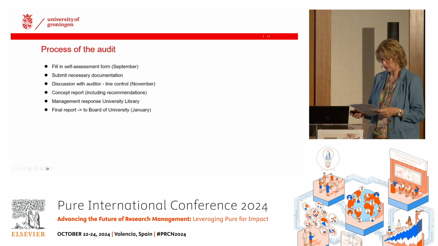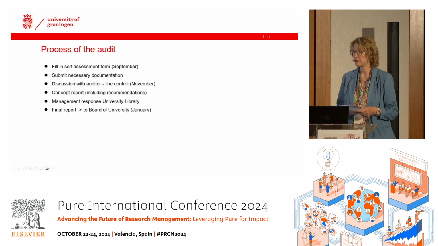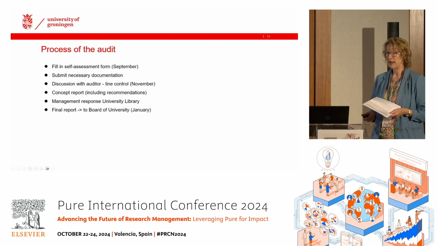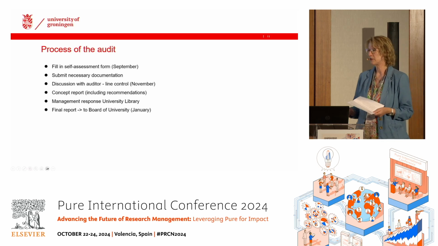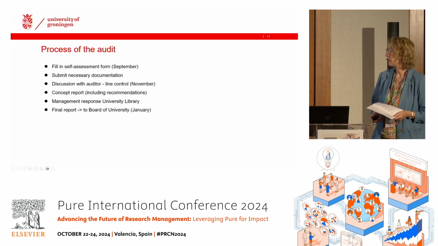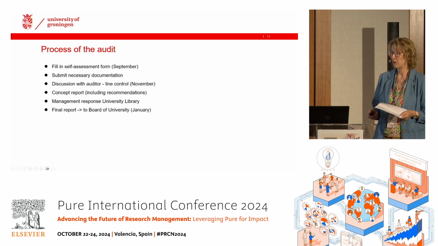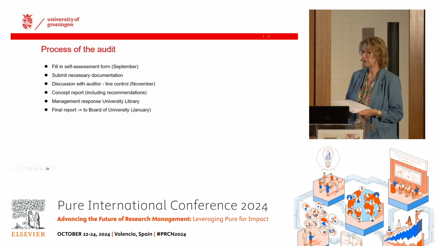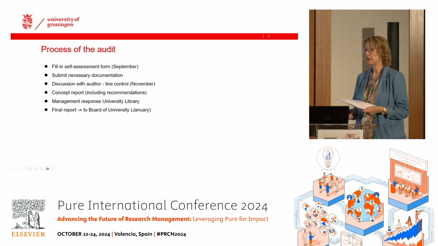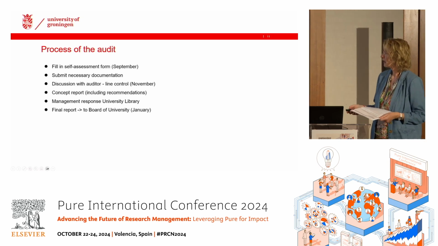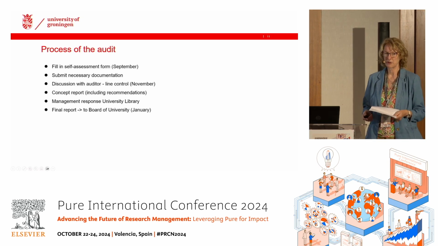This is the process of an audit. First, we have to fill in the self-assessment form. This is in September, and we have to deliver the documentation. After that, we have a discussion with the auditor. We call it the line control. And after that, a concept report is made with all the recommendations for all the different systems they have audited. This is going to our management and all the other managements, and they have to write a response. And after that, together with all the responses, the final report is delivered to the board of our university. So in a few months, we have the complete process done.